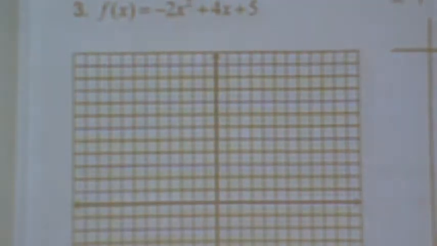Negative b over 2a again. So we have negative 4 over 2 times negative 2. And again, you get 1. So your axis of symmetry is going to be 1. We need to plug 1 in here. So we have 1 squared is 1 times negative 2 is negative 2, plus we have 4 times 1, which is 4, and then plus 5. So we have 7 is our vertex, 1, 7.